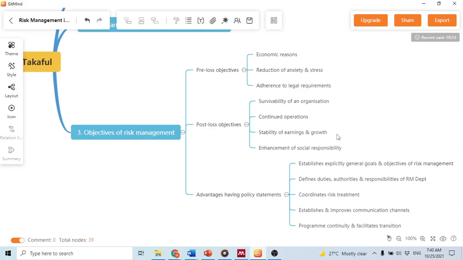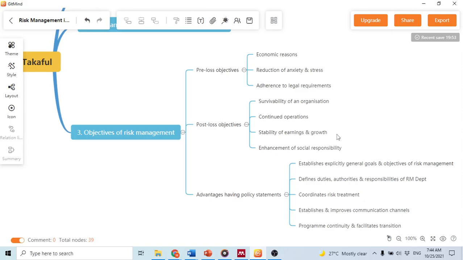something which can continually ensure that the earnings and growth of the company are stable, or at least moving towards having earnings, even in a problematic situation. And then another post-loss objective is the enhancement of social responsibility. Through a robust risk management program, an organization will be able to minimize the effects of loss suffered by the organization as well as the community in the case of a severe loss.